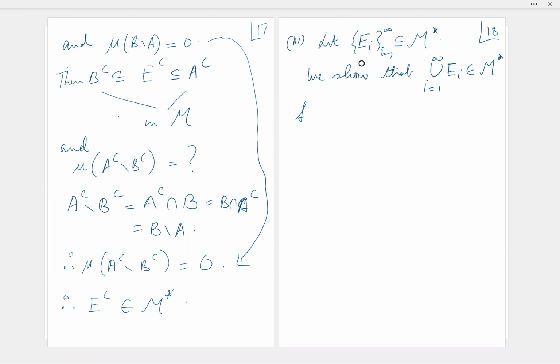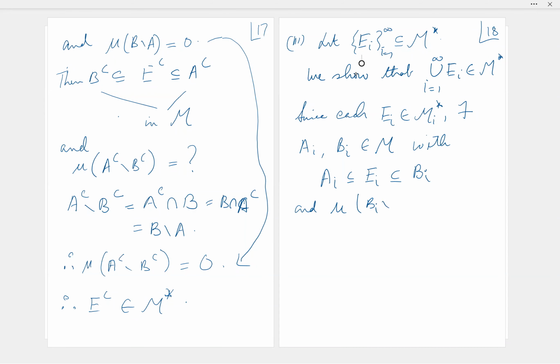Since each E_i is in M star, there exist A_i, B_i in M with A_i contained in E_i contained in B_i and measure of B_i minus A_i zero. Now I want to show the union of E_i to be in M star. So I have to get hold of the union of A_i and the union of B_i, which should be our sets that will sandwich the union of E_i. That is pretty obvious because of this condition here.